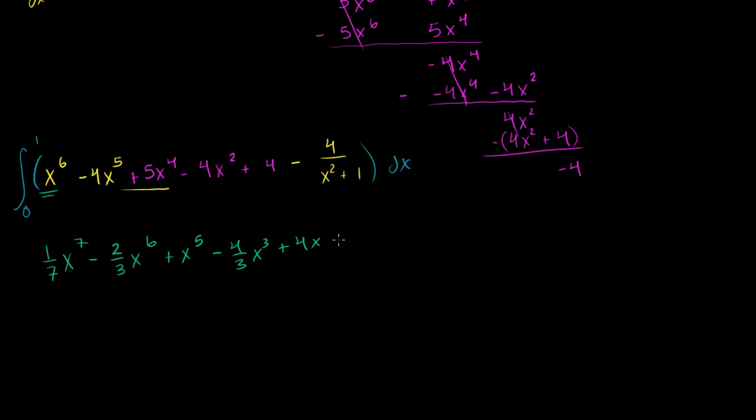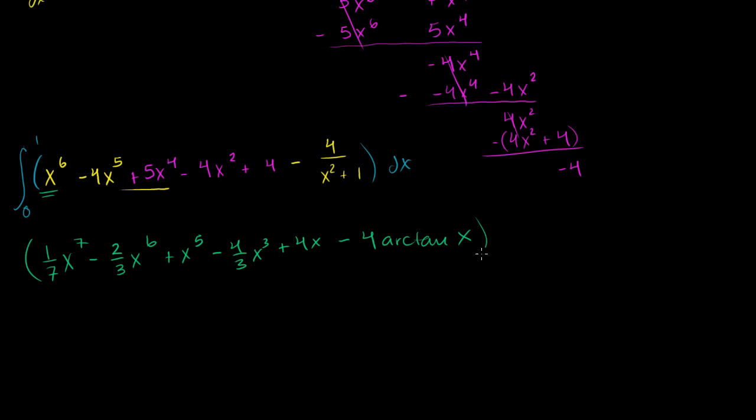and then minus 4 arctangent of x. So let's think about this a little bit. We're going to evaluate it at 1, and then subtract from that, it evaluated at 0.